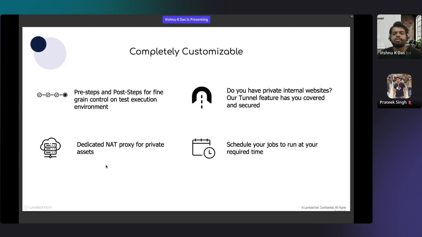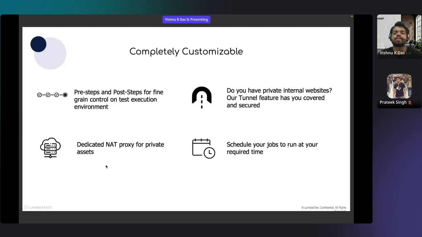So the HyperExecute environment can be completely customizable using the pre-steps and post-steps. For example, let's say we had a use case where there was a requirement for authentication using a certain certificate installation on the VMs, right? So we can leverage the pre-step to install that particular certificate, add it to the trusted root, and then continue towards the test execution.